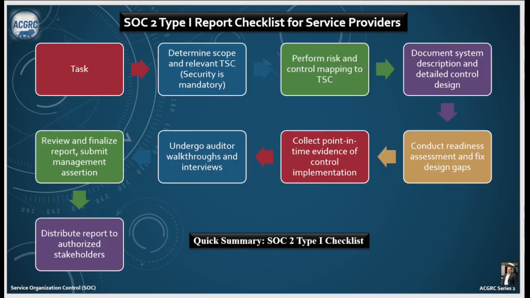Let's look at the flow on the checklist. So this is SOC 2 Type 1. It starts off with determining the scope and relevant TSCs. Security in this case is mandatory. Perform risk and control mapping to TSCs. Document system description and detailed control design. Then conduct readiness assessment and fix the design gap. Then collect point-in-time evidence of control implementation. Undergo auditors' walkthrough and interviews. Review and finalize the report. Submit management assertion, and then distribute the report to authorized stakeholders.